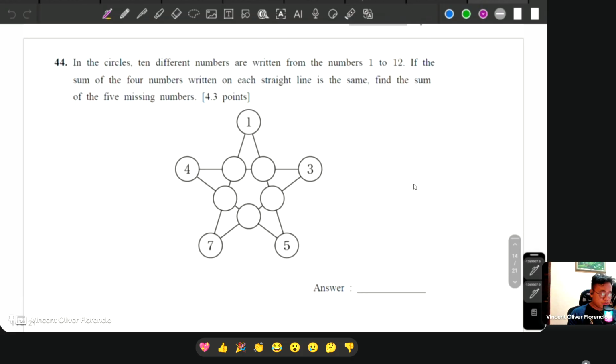Okay, again, read first the question. You can pause the video, please. Okay, what we do here is we put labels A, B, C, D, E. It says here that if we add 4 numbers in the same straight line, let's say we start with this line here, that's going to be B plus C plus 1 plus 5 is 6. They will always have the same result, right?